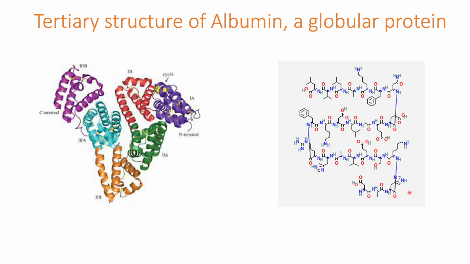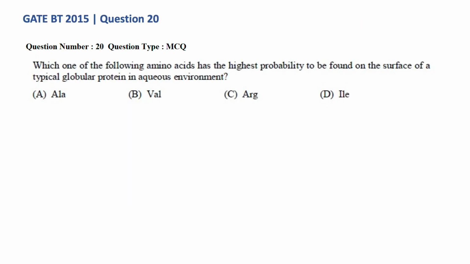So the structure and integrity of the proteins depend on how the amino acids are located in the tertiary structure. Ideally, in an aqueous environment, the water-loving, that is the hydrophilic, amino acids face outside, while the hydrophobic amino acids face towards the inside.